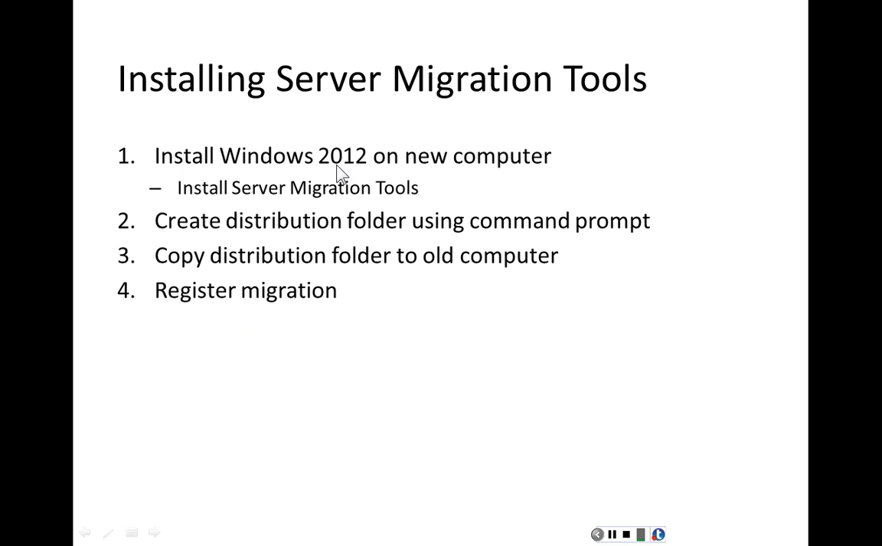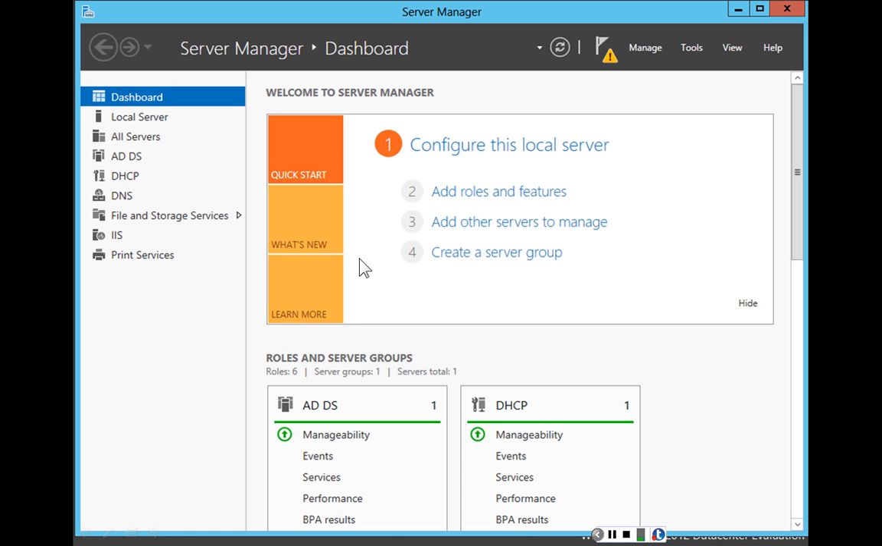After we install 2012 on the new computer, then we install the server migration tools on the new computer. Then we copy it to a distribution folder and copy that distribution folder to the old computer. So server migration tools will be both on the old computer as well as the new computer. And once the server migration tools have been installed, then we can do the migration. So let's do the installation of the migration tools on the newer server.